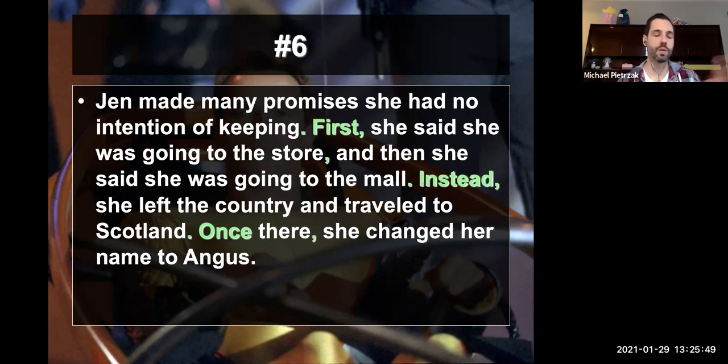If you did Scotland once, no, that's a separate sentence. You have to stop, catch your breath with the period, right? And that's usually what a period does, is it forces the reader or the speaker to take a breath, which you need when you're talking. Once there, she changed her name to Angus. That's a great sentence too. Okay, so we'll cut it there.